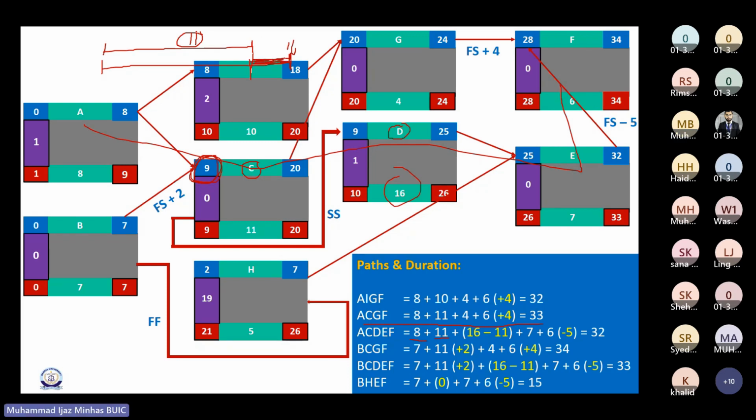Is it clear? This is 20 and this is 25, right? So that means 11 plus 5. In total, both of these activities are going to take 16 days. Correct?